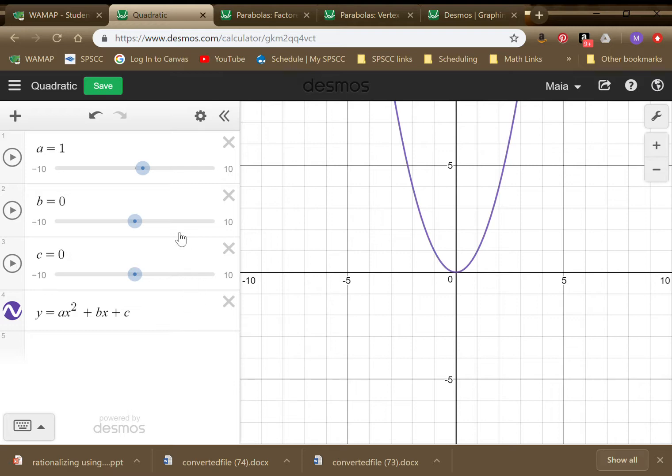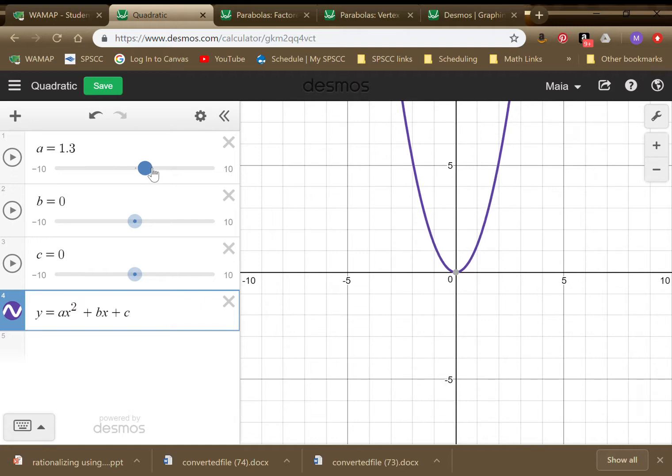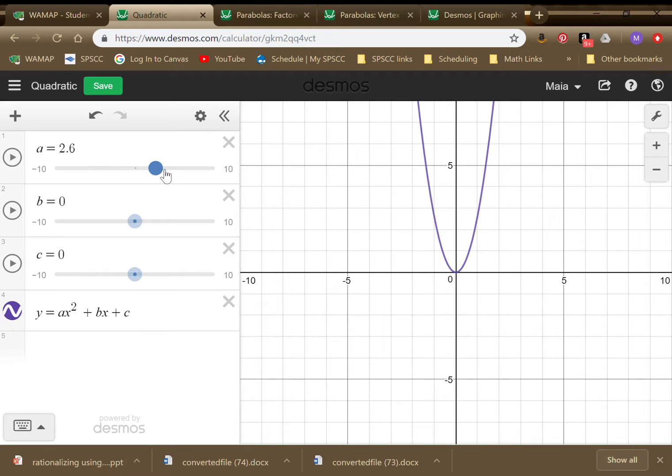So like I said, right now I'm starting with a equals 1. So this is a 1x squared down here. And b is 0, so there actually isn't an x term. And c is 0. So we really are just looking at y equals x squared. So let's play around with the a first. If I start to make a bigger, you can see it looks like my graph is getting skinnier. What I would actually say is happening is that it's getting taller. It's just that my window is a fixed height, so that might not be what it looks like, but steeper for sure. This makes my graph steeper.